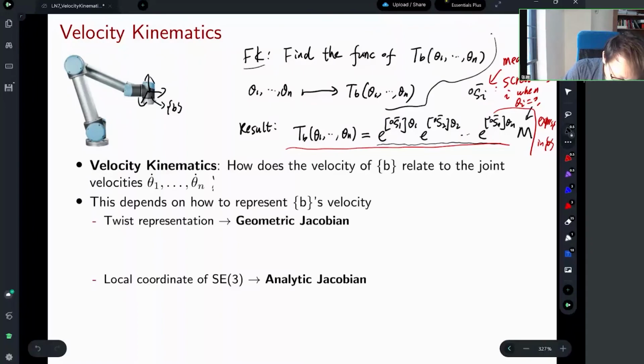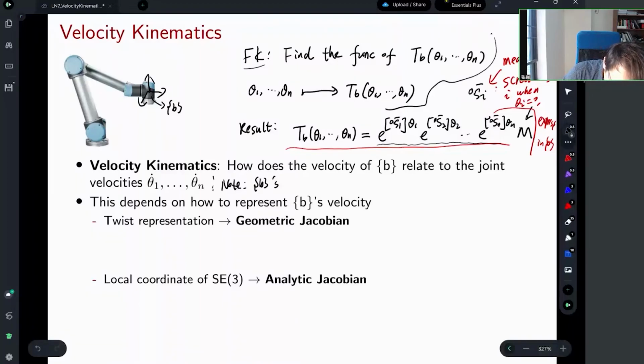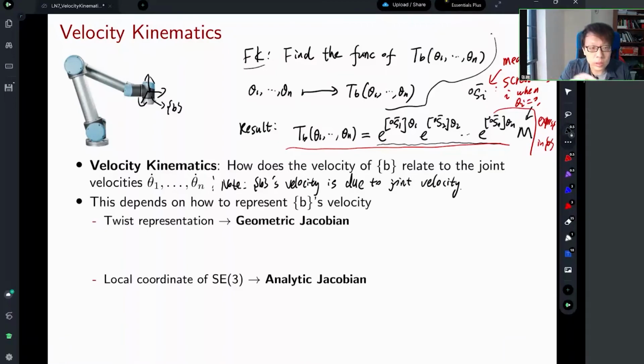And you have to note that if all the joint velocities are 0, in the sense that all the joints are not moving, then the frame B is not moving, right? So the motion of B is solely dependent on theta dot, the velocity of the joints. This velocity is due to joint velocity. In other words, if all the joint velocities are 0, then B doesn't move.